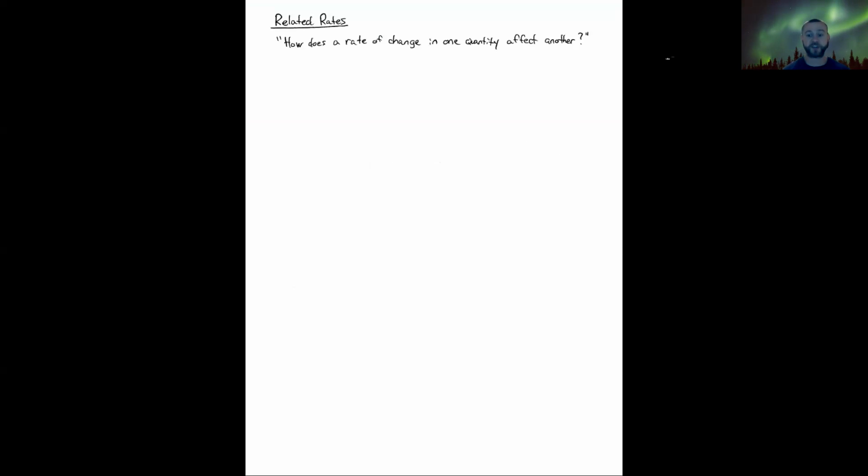So for this topic, there's going to be one central question through all these word problems. How does a rate of change in one quantity affect another? So we might have several quantities that all change in time. If one of them is changing, how does it affect the other or others?